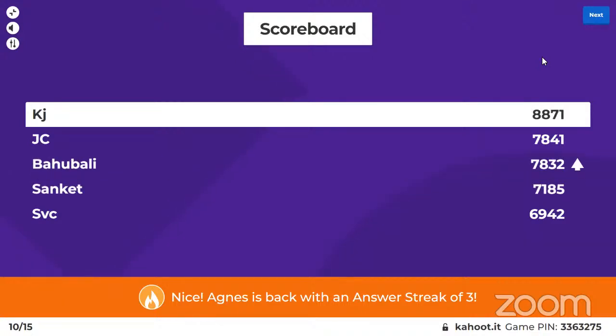There is only a small change in the scoreboard. Again, KJ stands in the first position with 8,871 points. Great, KJ. And JC stands second on the table with 7,841 points. Bahubali comes to the third position with 7,832 points. Sanket is at fourth position with 7,185 points. And SPC is on the fifth position with 6,942 points. Again, a special mention for Agnes. Agnes has come back with an answer streak of 3.